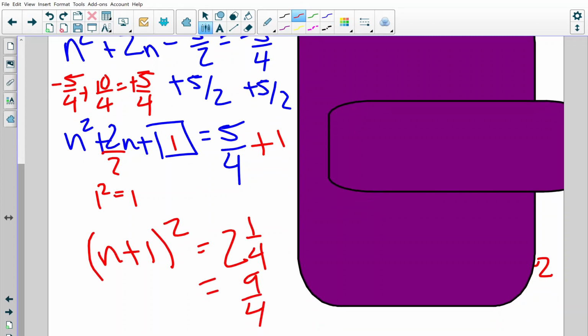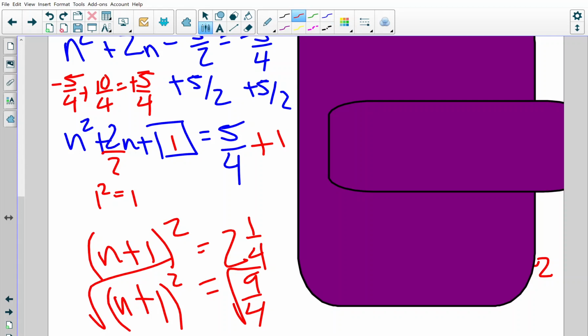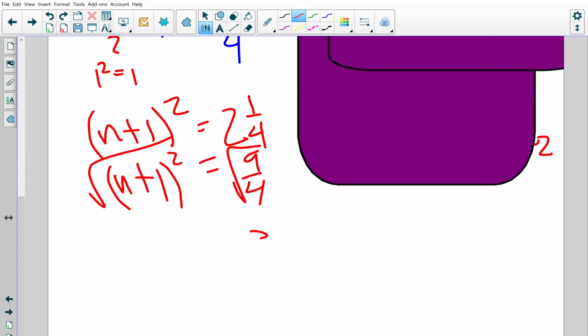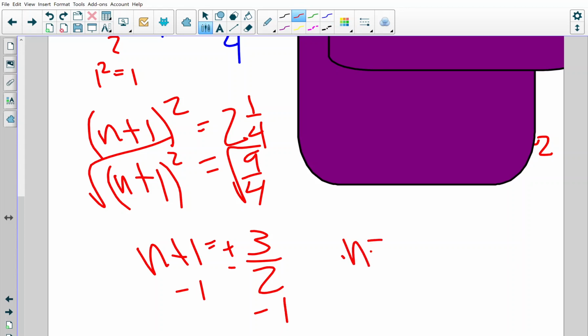Now what happens? Well, to finish this out, you square root both sides. This is really nice because they're both perfect squares. Subtract 1 from both sides, and you get the answer. N is equal, what's positive 3 halves minus 1? That's positive 1 half. Negative 3 halves minus 1 is negative 5 halves.